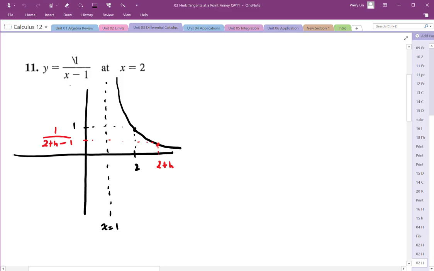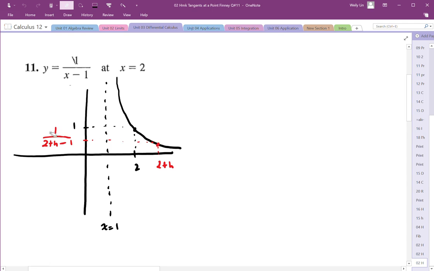And we're being asked to evaluate the tangent at the point x equals 2. So there's my black dot at x equals 2. When I plug 2 in, I get y equals 1. So I'm going to choose a point arbitrarily close. We're going to call that point x equals 2 plus h. So that's the coordinate in red.